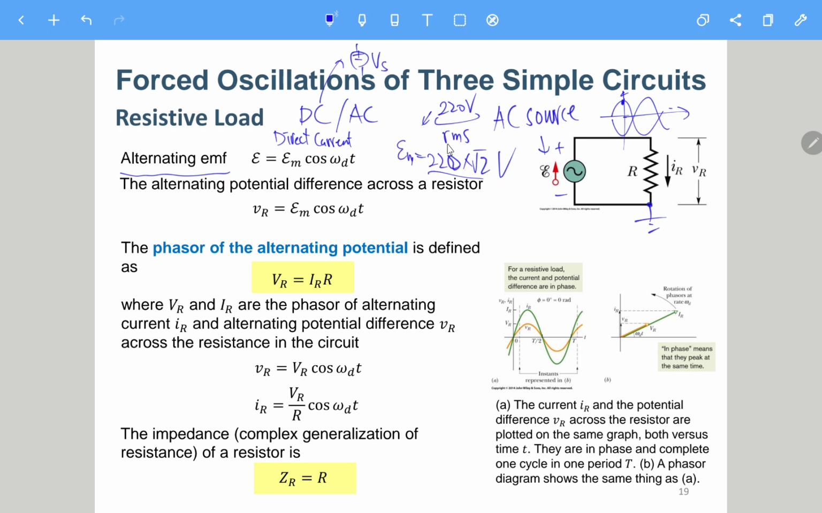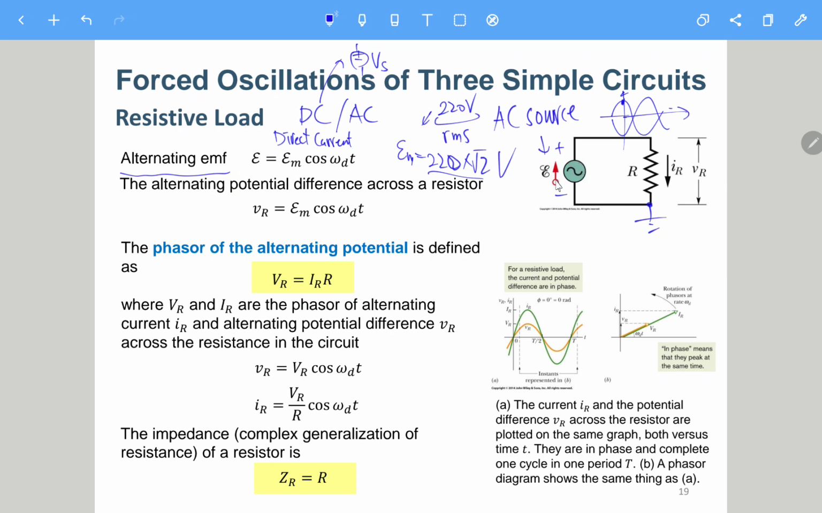The amplitude is 300 something, but we mentioned 220 as the root mean square value. And in Macau the frequency is 50 hertz, if I remember correctly. So the angular frequency is 2 pi times 50, okay, 100 pi. Here we assume that this is an AC source, E equals EM cosine of omega_d t. Omega_d is the frequency of the source.